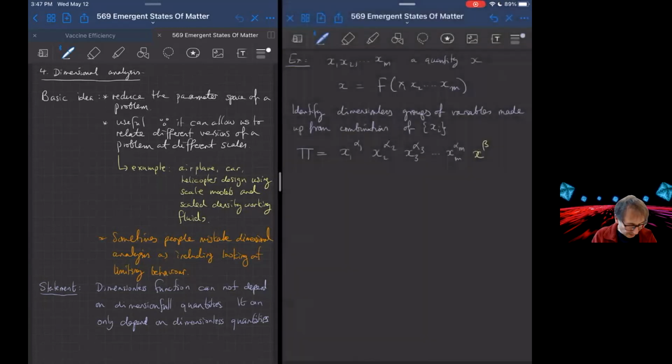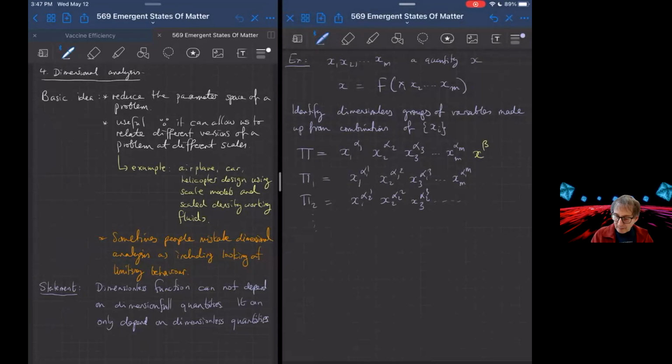And then I may have other variables. So for example, pi1, I'll write that as x1 to the power alpha 1,1, x2 to the power alpha 1,2, x3 to the power alpha 1,3, etc., all the way up to xm. But now this one does not have x itself in it, and the same thing for pi2, where the exponents are now called alpha 2,1, and so on.